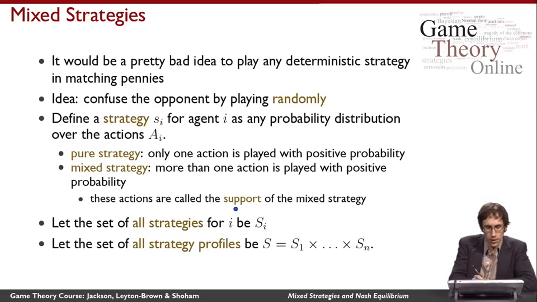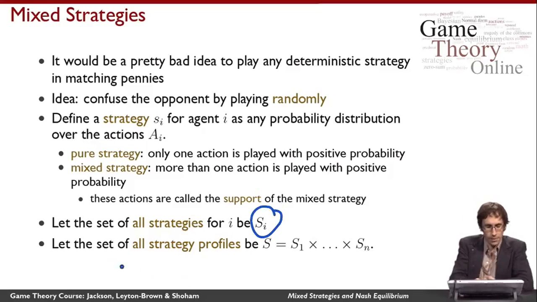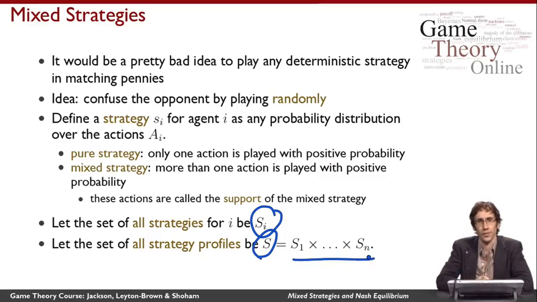I'm going to call the support of my mixed strategy the set of actions that get positive probability. So for example, when I flip a coin when I'm playing matching pennies, both heads and tails are in the support of my mixed strategy. My support is the set {heads, tails}. I'm going to define the set of all strategies for an agent i to be capital S sub i. And I'm going to define the set of all strategy profiles, capital S, to be the Cartesian product of these strategy sets for the different agents.